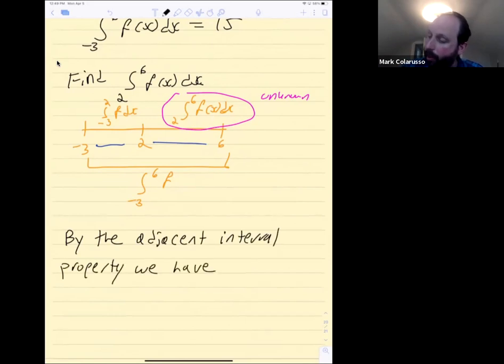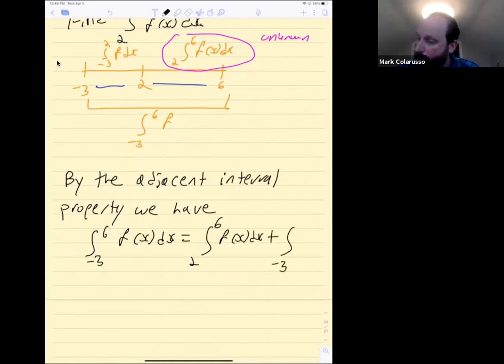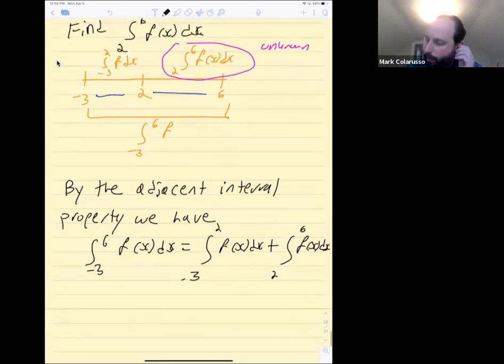we have that the integral from -3 to 6 of f(x) dx is equal to the integral from 2 to 6 of f(x) dx plus the integral from -3 to 2 of f(x) dx. And I guess maybe I should write it the other way to be consistent with the formula. So first do -3 to 2, and then do 2 to 6. Again, the order in which you add things doesn't matter, but to be consistent with the formula, the lower interval usually comes first, and then the greater interval.